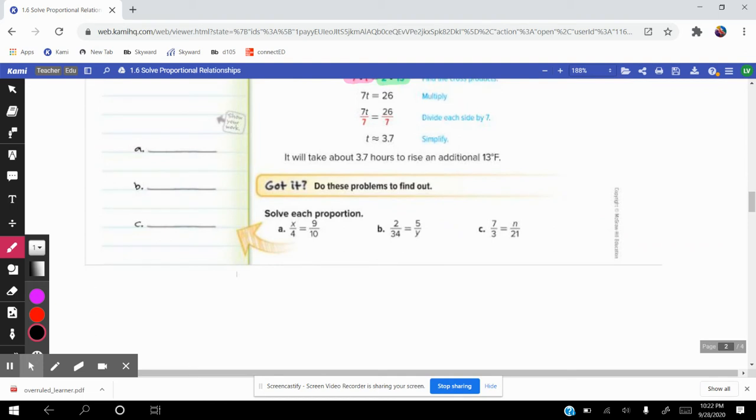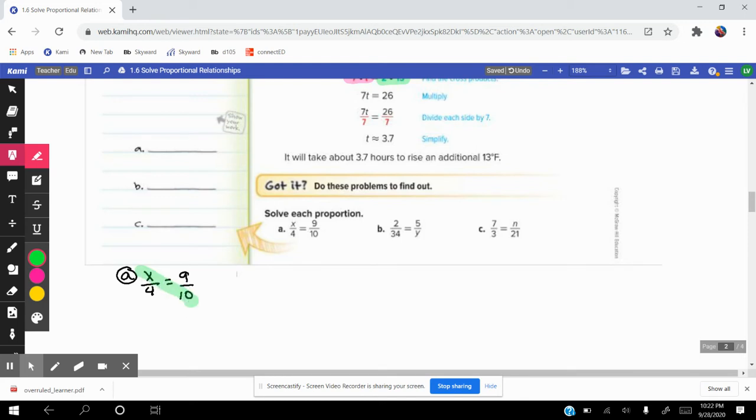Got it? Let's do these problems to find out. Solve each proportion. So I'm going to show my work for letter A below. X divided by 4 equals 9 divided by 10. So I'm going to do my cross products. I'm going to multiply x times 10, and then I'll multiply 4 times 9.